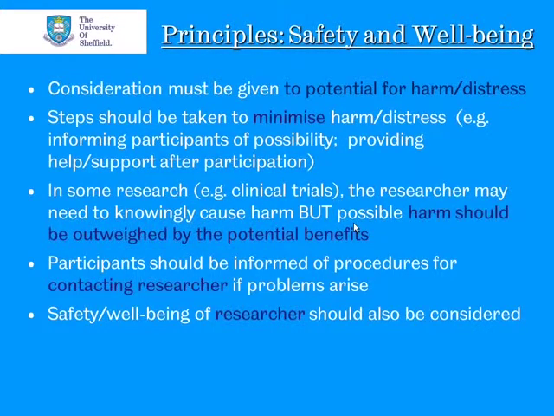So one thing to do is to make sure that participants are informed about any possibility that what they're being asked to do might upset or distress them, so that they can make an informed judgment about whether they're willing to accept that risk. It could also include things like providing particular help or support after the participation has taken place, so signposting them to helplines, or being able to sit down with a researcher and have a bit of a debrief afterwards to talk through the issues.